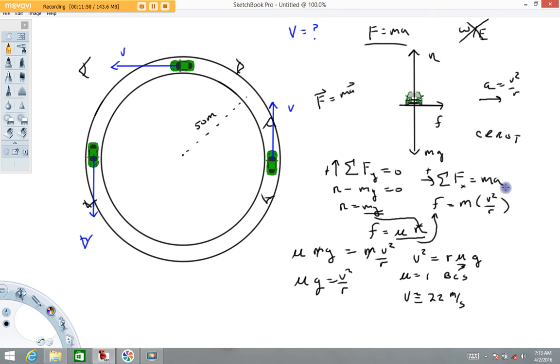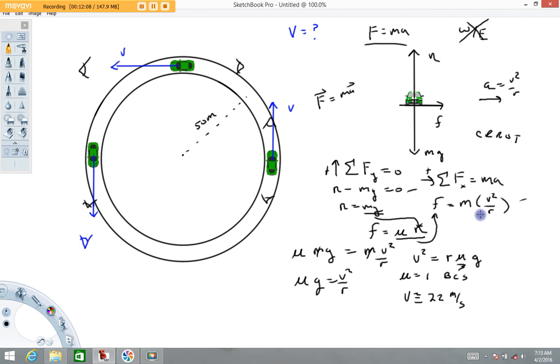The sum of all forces in the x direction equals ma. In this example, the acceleration at the instant I have it drawn was to the right. So there are our two Newton's second law equations. We have to recognize that that's a centripetal acceleration, so it has a magnitude v squared over r.